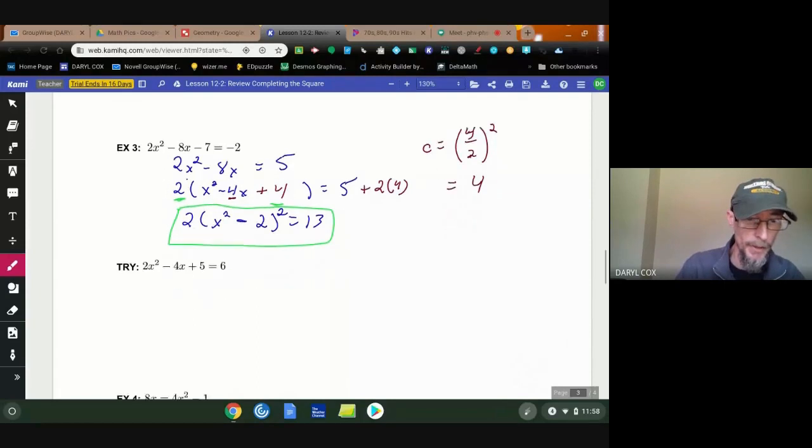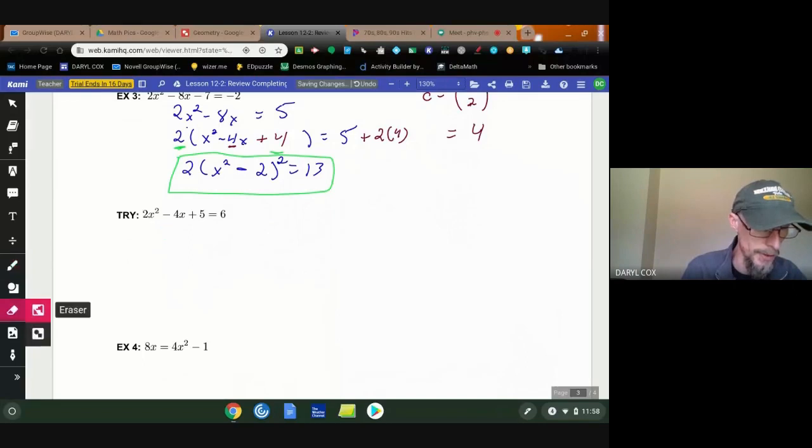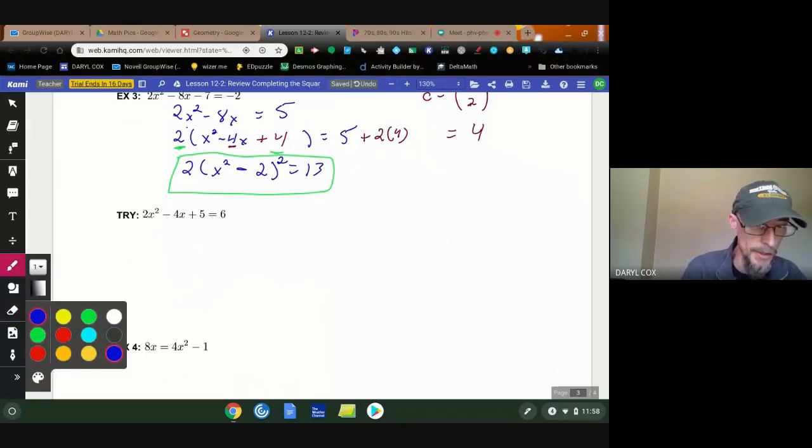Okay. Go through here and factor that one. So as you're factoring, start off by moving. Let's get a better color than that. That's hard to see. So we move our constant to the other side. So I'll subtract 5. That's going to give me a 1 on this side. I need to factor out my leading coefficient.